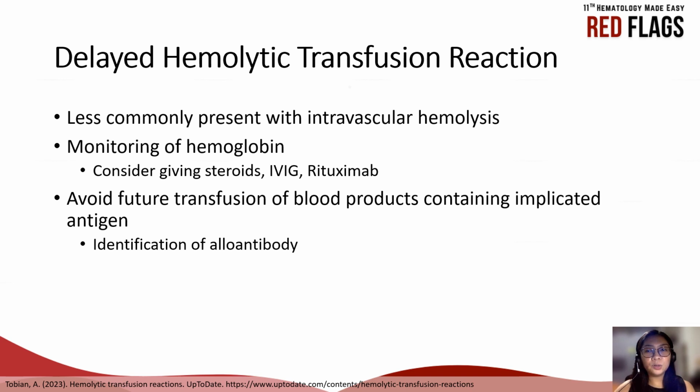If there is ongoing hemolysis, it would be prudent to consider giving a glucocorticoid, IVIG, or rituximab. For both DHTR and DSTR, it is critical to avoid future transfusions containing the implicated RBC antigen. It is therefore important to perform the evaluation and document the alloantibody and inform the patient and caregivers of the importance of avoiding the antigen in future transfusions.